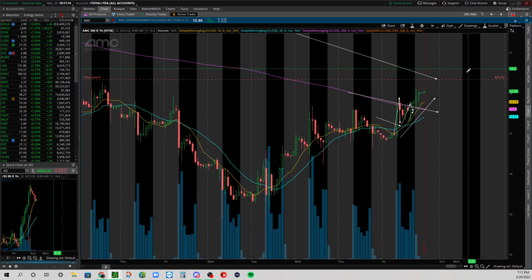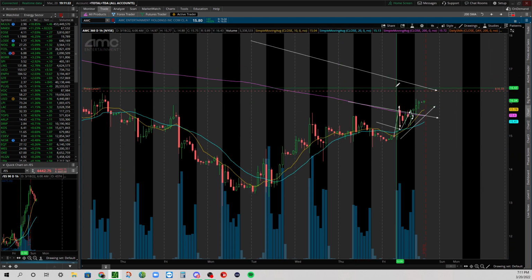16.50 would be nice on a short setup because I know that is the 20 SMA on the daily, right? We know the daily is strong. So that's how I would grade AMC. On the long side, I would say this is more like a C setup. This is more like a chase, right?